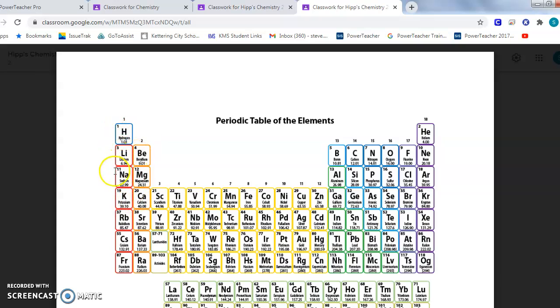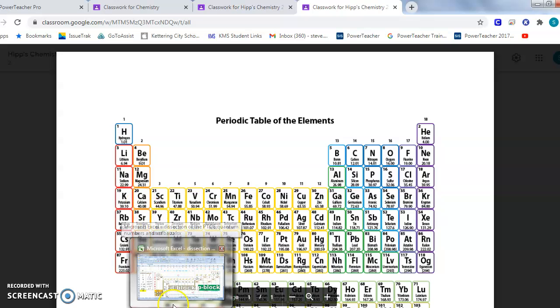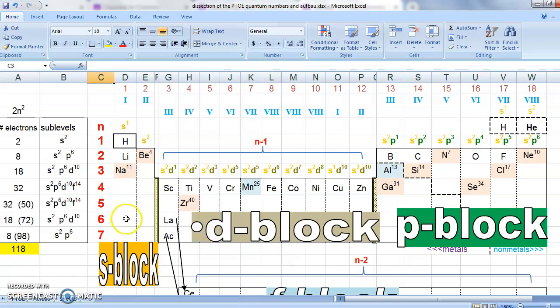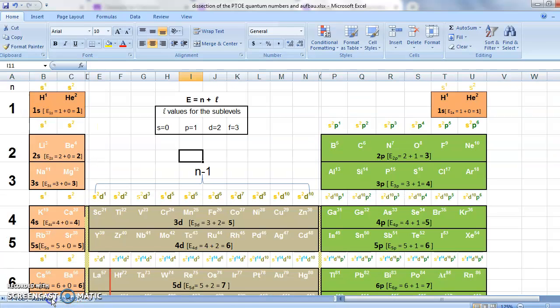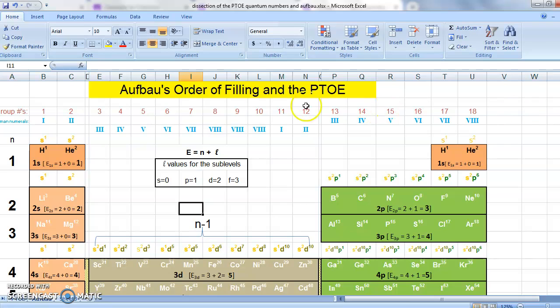1s, 2s, 3s, 4s. And this is where it's nice to flip back to this dissected table right here. This is the 1s, the 2s, the 3s, the 4s. There's even a better version of this. Looks much like this one right here. But this is the Aufbau order of filling table. This is just the periodic table. We can see all the elements in the squares. But take a look at this for a second, and this is in your notes as well. This is Aufbau's order of filling.